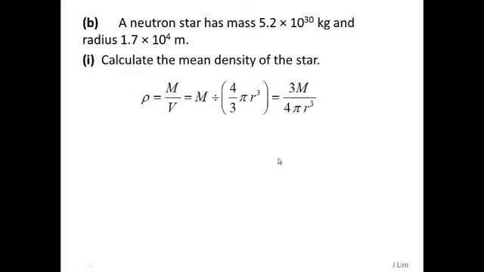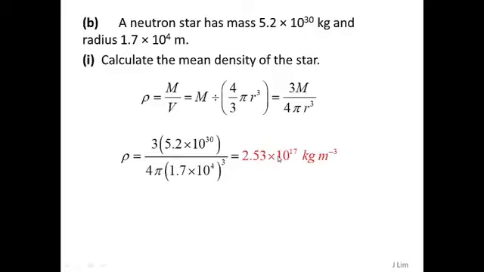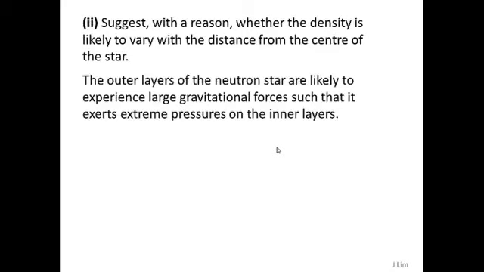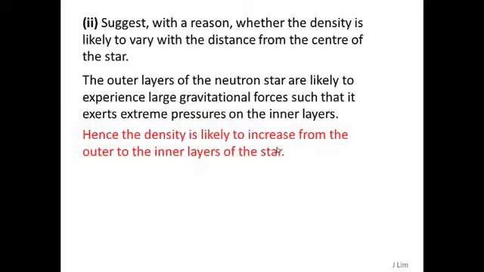Density is given by mass per unit volume. Substituting values, we have density to be 2.53 times 10 to the power of 17 kilogram per meter cube. Now the outer layers of the neutron star are likely to experience large gravitational forces such that it exerts extreme pressures on the inner layers. Hence, the density is likely to increase from the outer to the inner layers of the star.